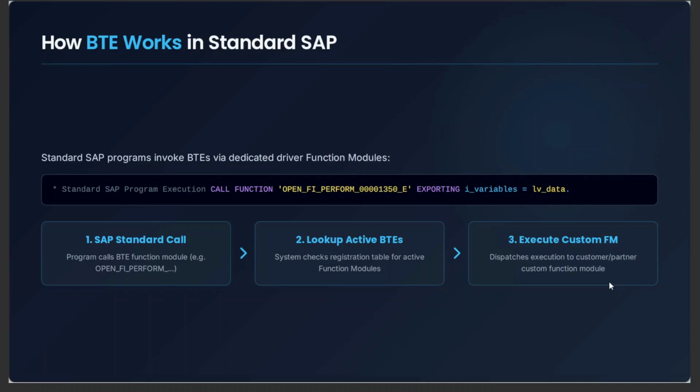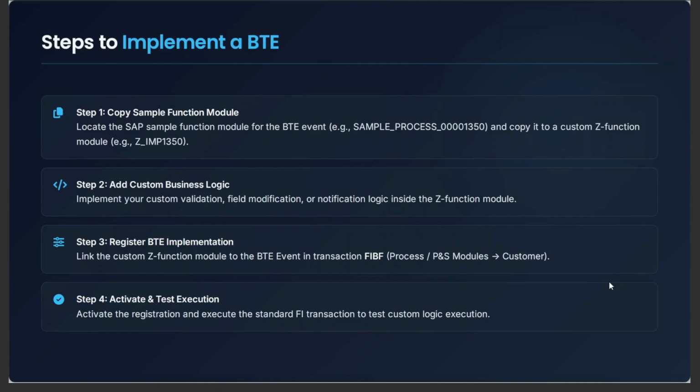When this function module runs, it queries internal registration tables maintained via transaction FIBF to find all active customer or partner function modules assigned to that BTE number. Then it loops through those active modules and executes your custom logic automatically. So these are the steps to implement a BTE, four main steps.